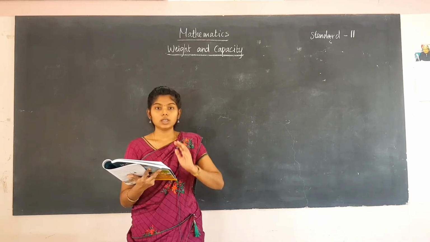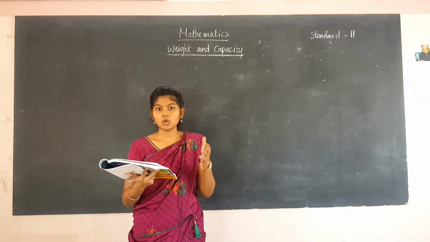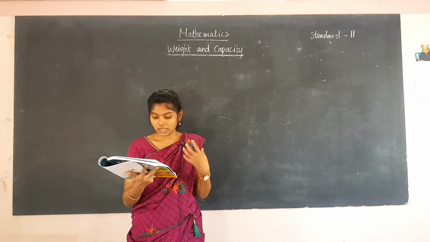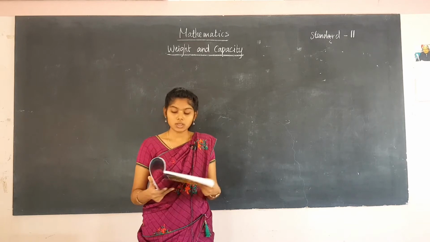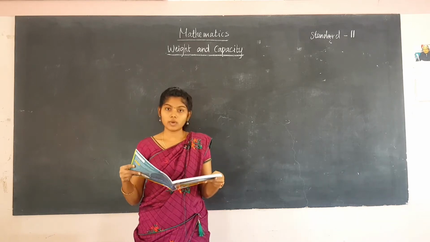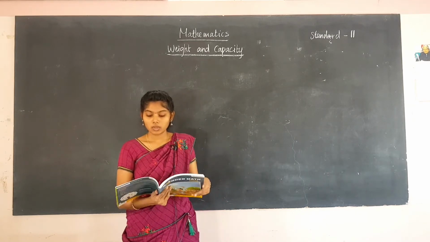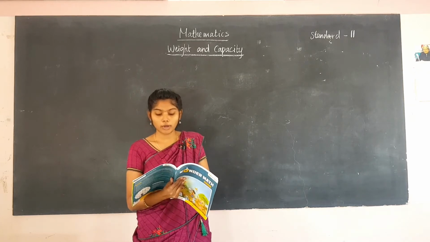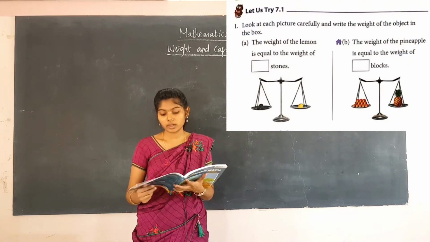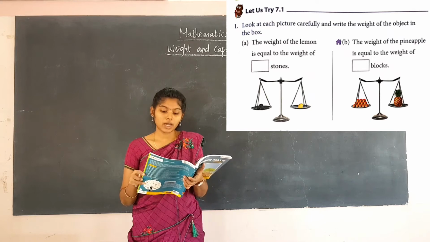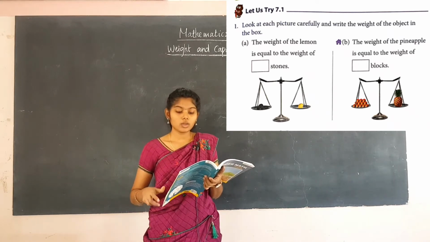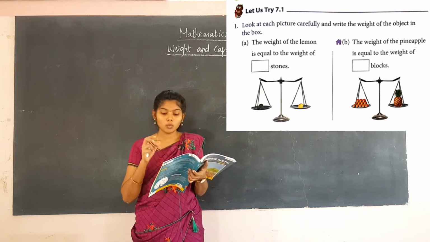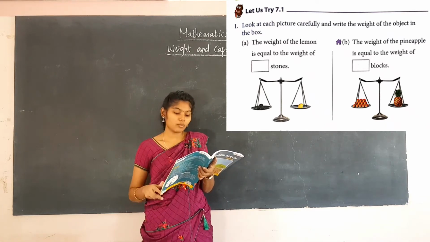They do not measure each of the things, right? So he is announcing that vegetable sellers should follow a standard measuring system. So here they are weighing vegetables for that. Now see the exercise problem 7.1, the first one. Look at each picture carefully and write the weight of the object in the box. So here you are going to write the weight of the objects that is given in the box.